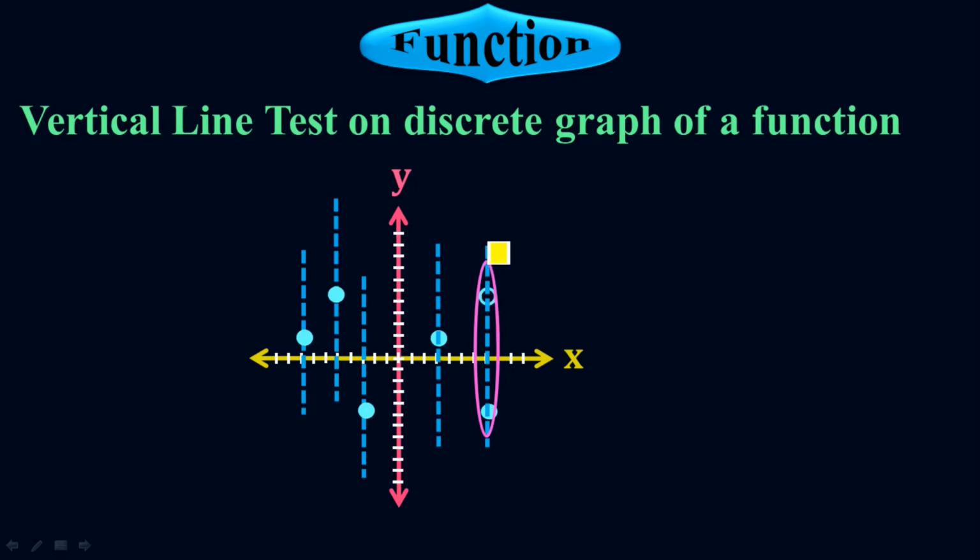This line only touches the graph at this point, not at 2 points. This one touches the graph at 1 point, the third one at this point, the other one at this point, the last one at this point as well. Therefore, it passes the vertical line test here. So I can say that it is a function. It is a perfect digital function.